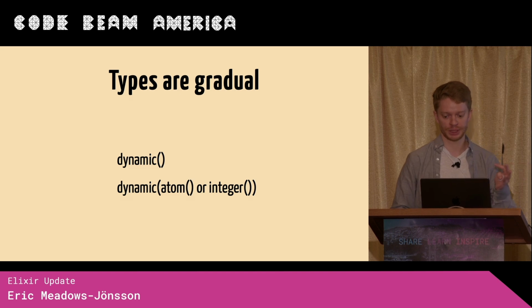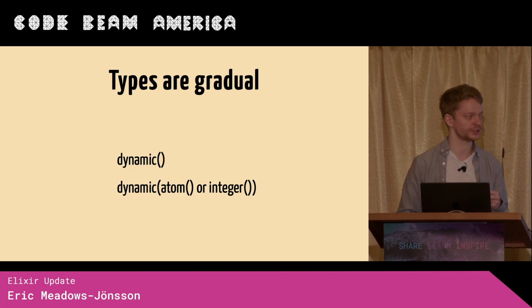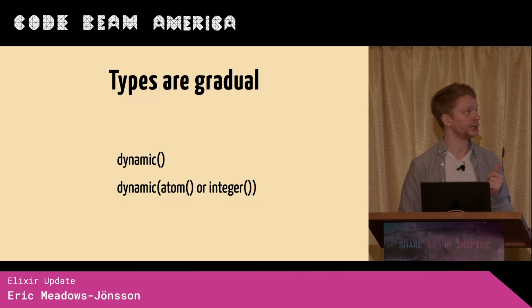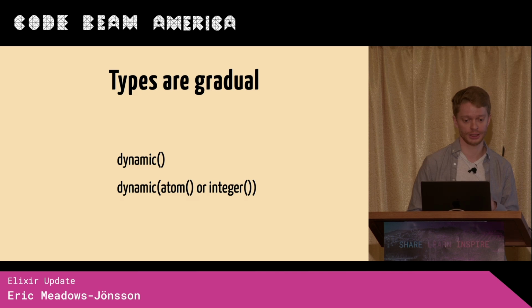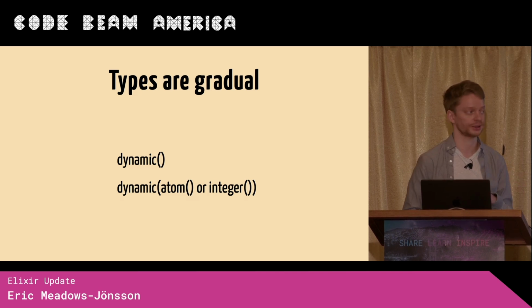To explain this a little bit, we can say that anywhere where we expect a static type, we can pass in a dynamic type, and if we expect a dynamic type, we can always pass in any static type, and that will always succeed in the type system.